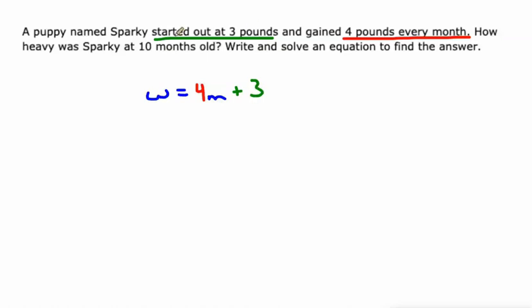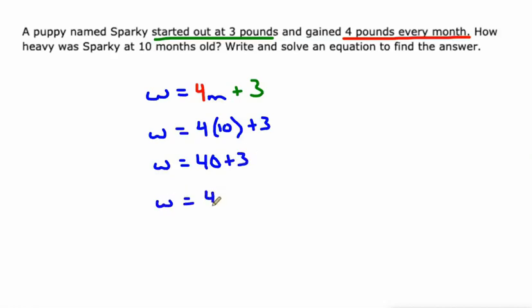All right, so we want to know what his weight will be when he's 10 months old. So his weight will be equal to 4 times 10 plus 3, which is 40 plus 3, which is 43. So it's 43 pounds. Now they could have given us his weight and asked us how many months it would take to be that weight, and then we would just subtract 3 from both sides and divide both sides by 4.